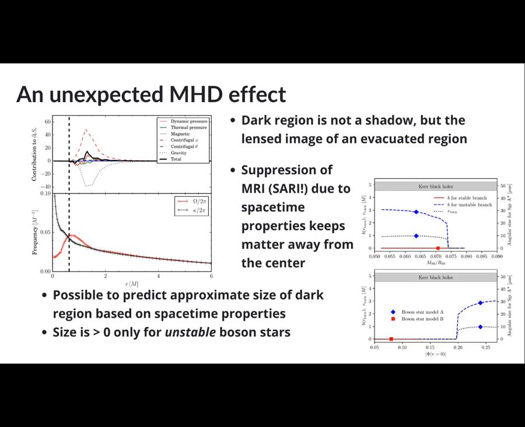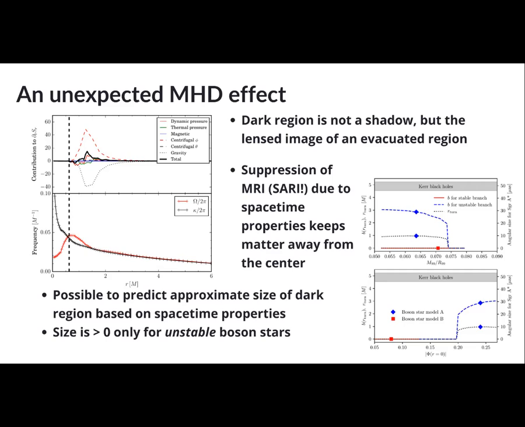We used this to explore the parameter space of boson stars and see if there were possibly candidates to be black hole mimickers by having a dark region of a similar size to a black hole shadow. By exploring the parameter space, we concluded that this is not possible for this kind of boson star, that the size was larger than 0 only for unstable boson stars.